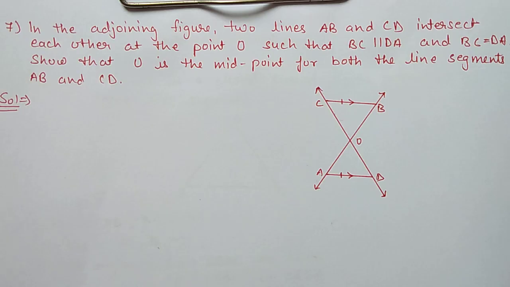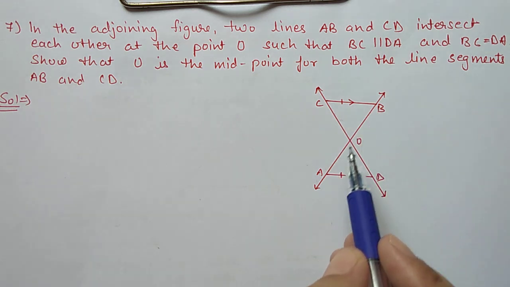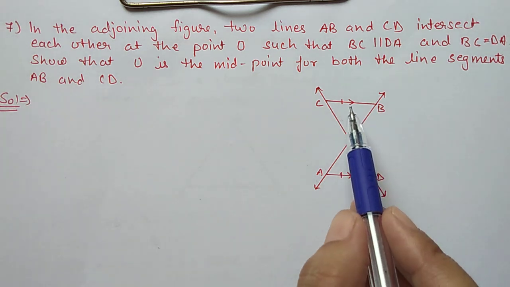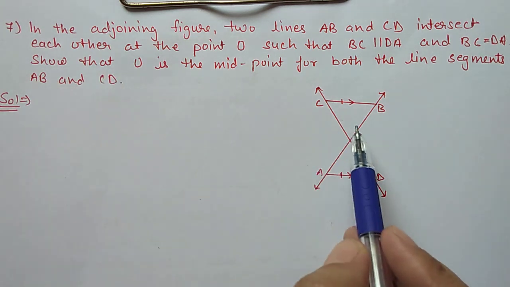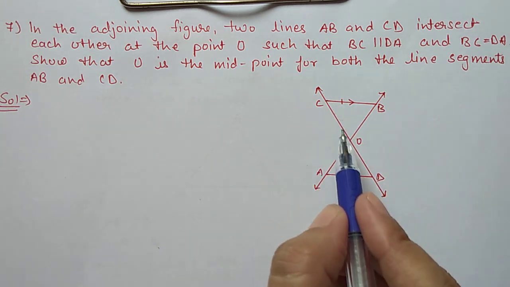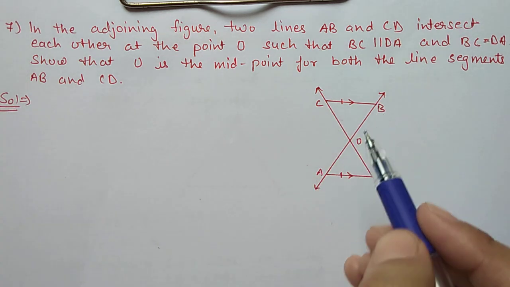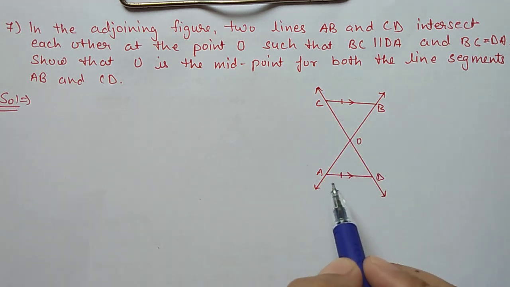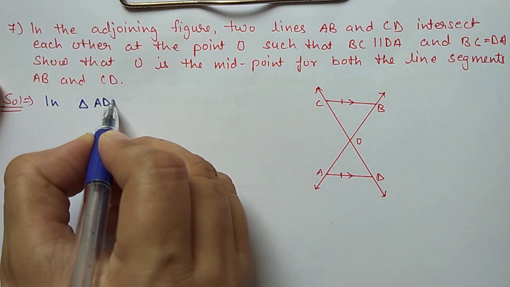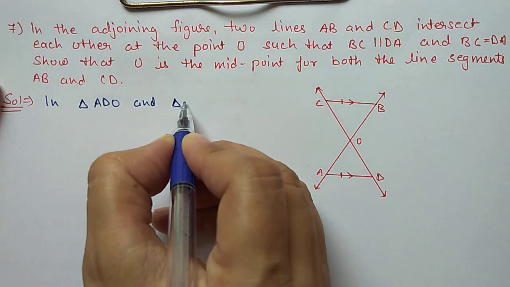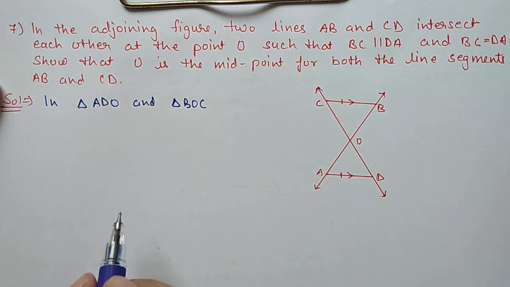Question number 7. In the adjoining figure, two lines AB and CD intersect each other at point O such that BC and AD are parallel. These two lines are parallel to each other, and BC and AD are equal also. So we have to show here that O is the midpoint for both the lines, meaning O is the midpoint of CD and of AB also. So we will take these two triangles, triangle ADO and triangle BOC. First we will prove that these two triangles are congruent to each other.